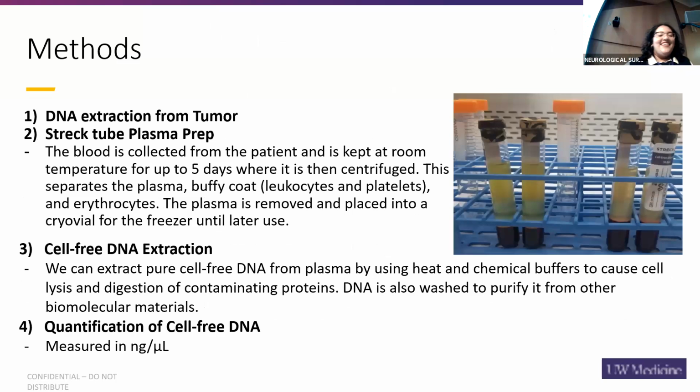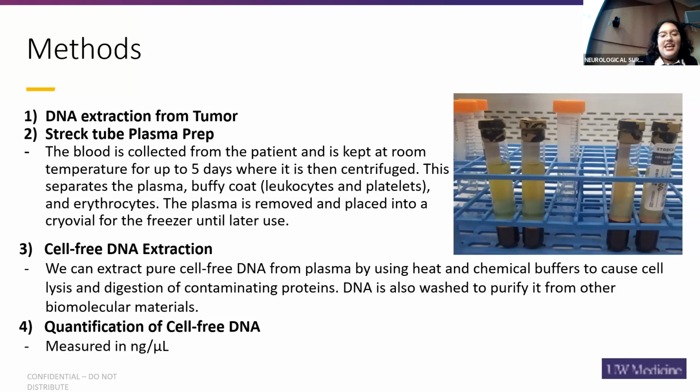So our methods. First, we extracted the DNA from the tumor, and then we did strict tube plasma prep. Practically, we just collected the patient's blood and centrifuged it. This separates the plasma, which is this top layer seen right here, and it also separates the buffy coat and the erythrocytes. The buffy coat is made of leukocytes and platelets, and erythrocytes are just red blood cells. The plasma is then removed and frozen until later use, and that leads us to our cell-free DNA extraction.